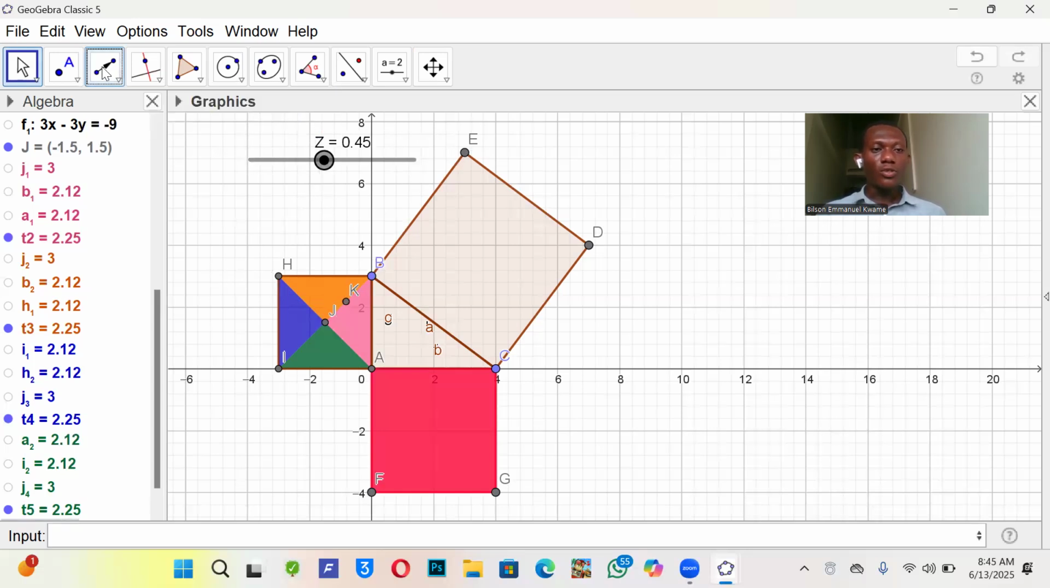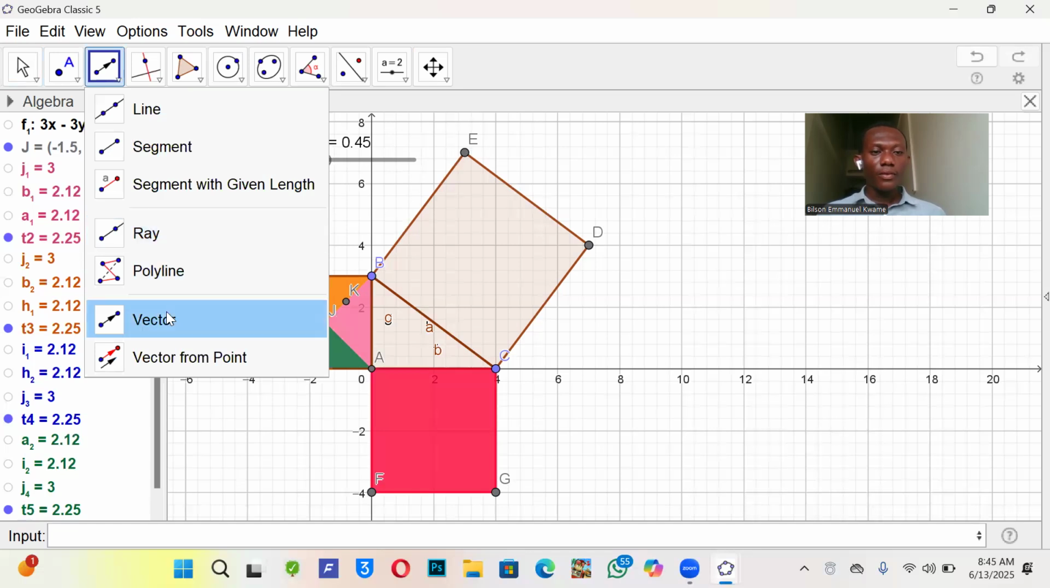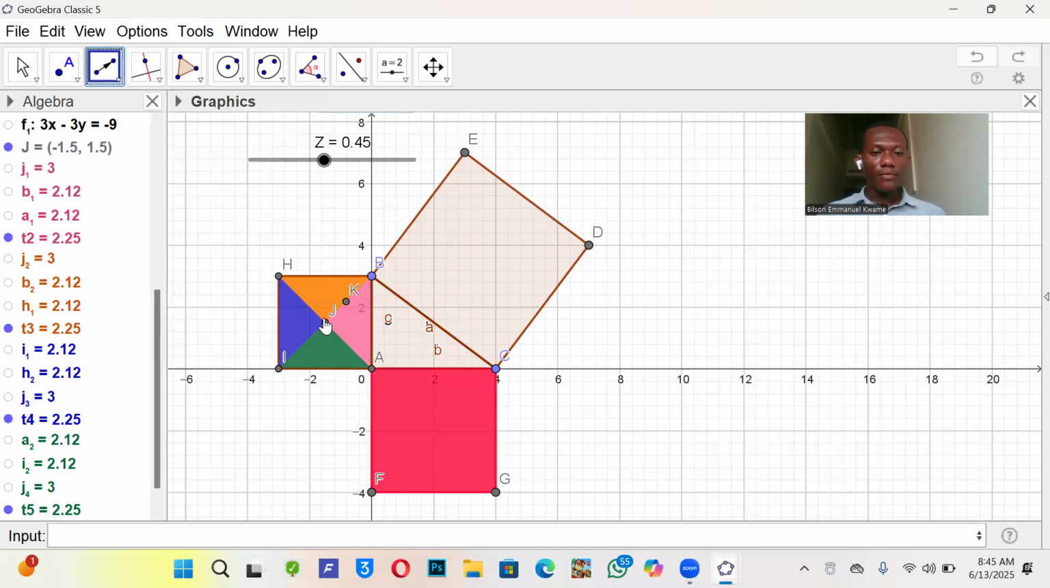Out of that point, you are going to create a vector. So creating a vector, the vector will be from the J to the K. Do you get it? So we've created a vector. So you can see that the vector moves and decreases. Do you get it?